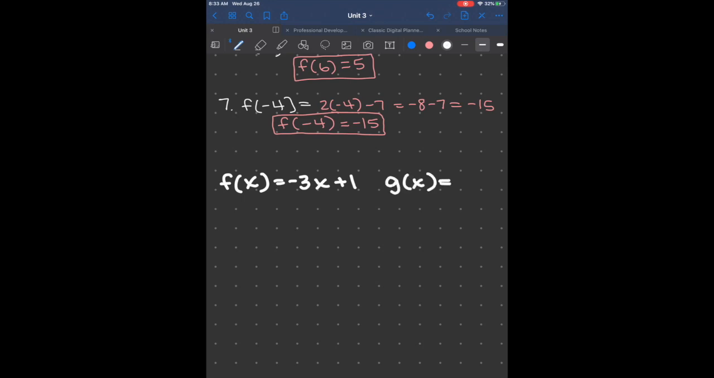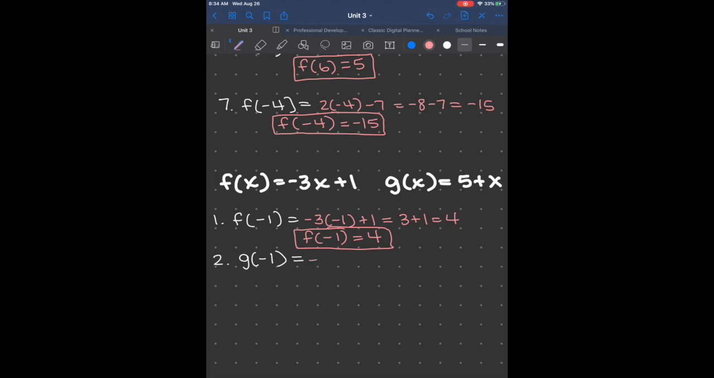Here's another function. Let's say it's -3x plus 1. And then we have g of x is 5 plus x. So we can use it to say that there's a few different equations. So we have an f equation and a g equation. So if we say f of -1, we plug it into the f equation. So f of -1 equals 4.